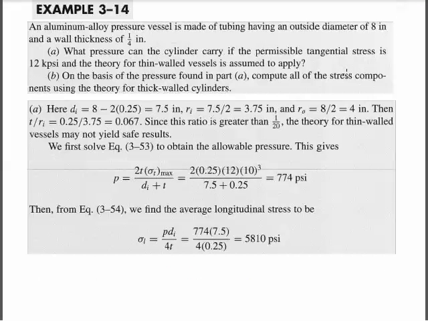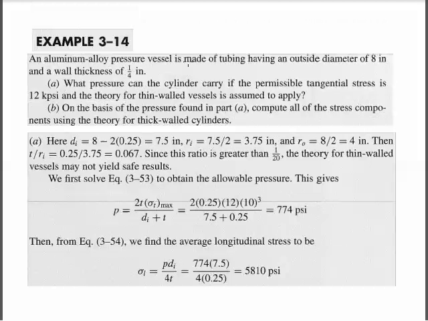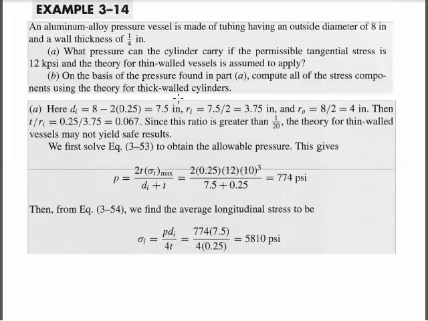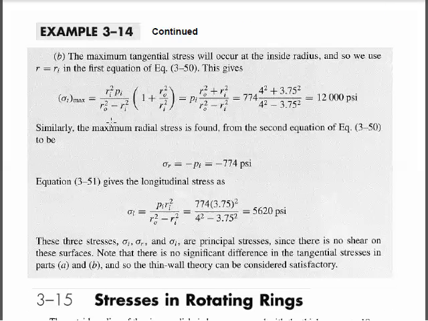Now let's go back and remember what our limits were. 12 kpsi was our presumed stress level, and so it looks like for this one we're matching pretty well. We got a stress of 12,000 psi for that pressure. So thick wall and thin wall worst case stress actually match very well.